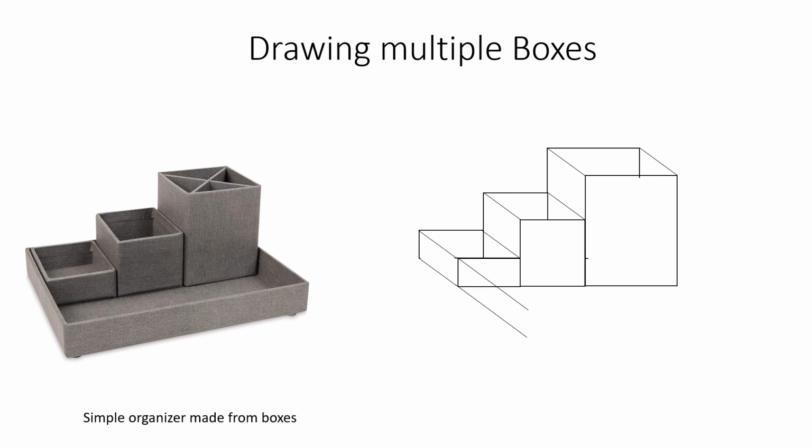It's a long thin rectangle, so we draw that in, and that rectangle is the same length as the 3 boxes combined. Finally, we draw the other end of it and erase the parts that will not be seen. And there we go. That's our group of boxes. In this case, this organizer, which is made out of boxes and is drawn using oblique sketching.